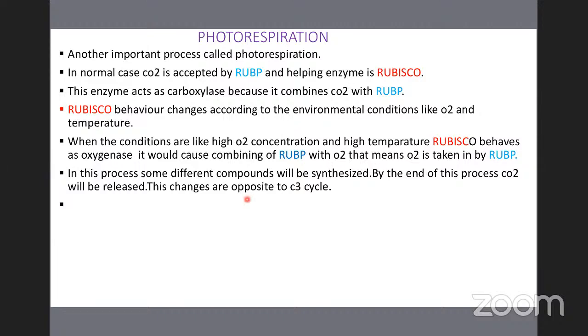These changes are quite opposite to the C3 cycle. In the C3 cycle, or Calvin cycle, the changes are just the opposite. CO2 is accepted by RUBP and O2 is released during the Calvin or C3 process. But in this process, oxygen is accepted by RUBP and CO2 comes out as the end product. So this is the introduction to photorespiration.